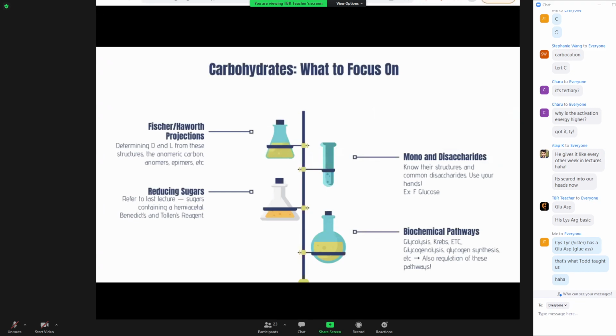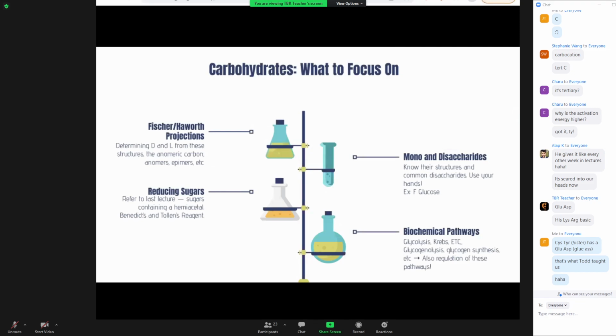And reducing sugars, refer to the last lecture, but these are sugars that contain a hemiacetal, which is basically a carbon that's bonded to a hydroxyl group, which allows it to be oxidized. And Benedict's and Tollens' reagent are basically 2 solutions that help you determine if you have a reducing sugar in a compound. I believe they change colors due to some reaction that occurs.